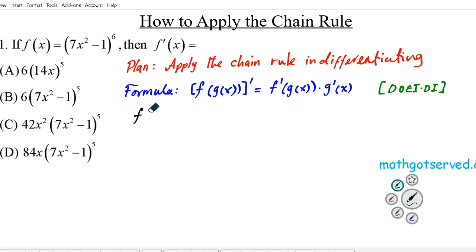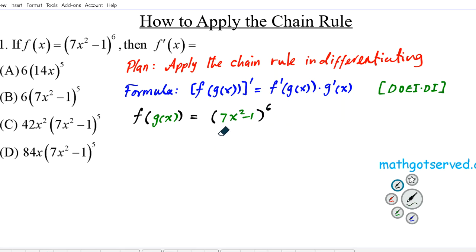Okay, so let's apply the chain rule differentiation formula to this problem. Let's say we have f composed with g of x. Let's color code it so it's easy to see exactly what's going on. So we have f of g of x equal to the quantity 7x squared minus 1 raised to the 6th power. The outer function is the 6th degree monomial, and the inner function is a quadratic binomial. So we're going to decompose the function.